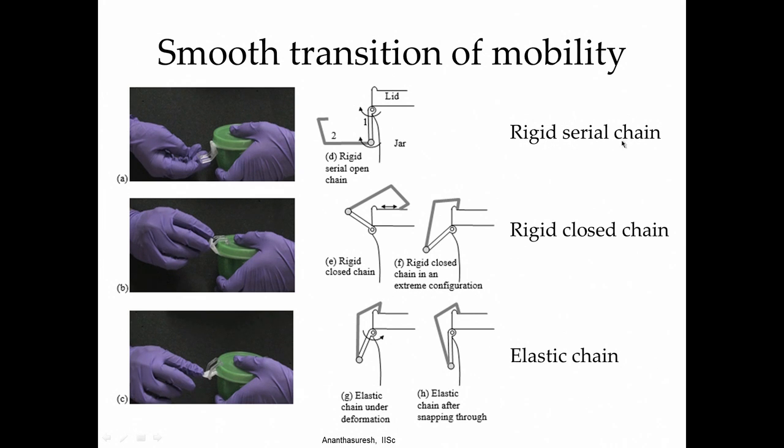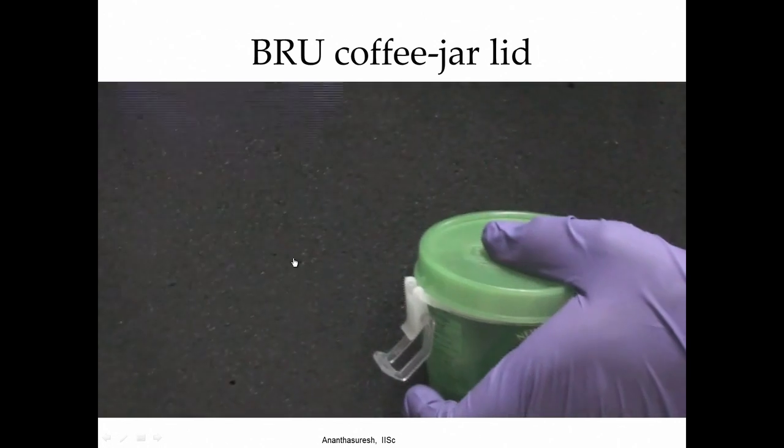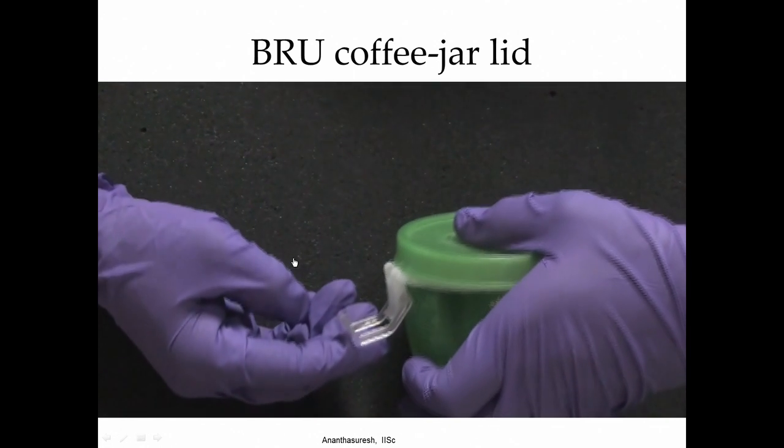We have rigid serial chain, rigid closed chain, and then an elastic chain, and that is how this particular mechanism works. In the same mechanism you have three different things: serial chain, closed chain, both are rigid, and then an elastic chain. But the crucial part of this mechanism is the elastic segment. So, this is the animation, we can just watch it, what I already showed with the real device.